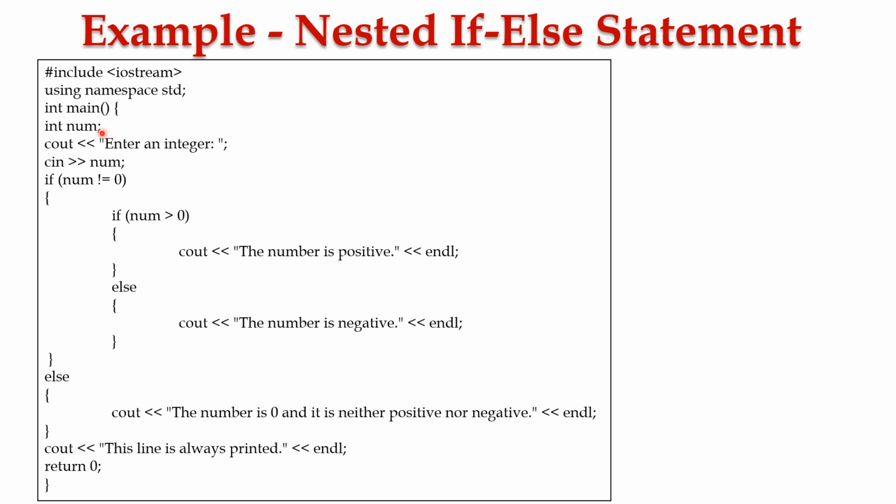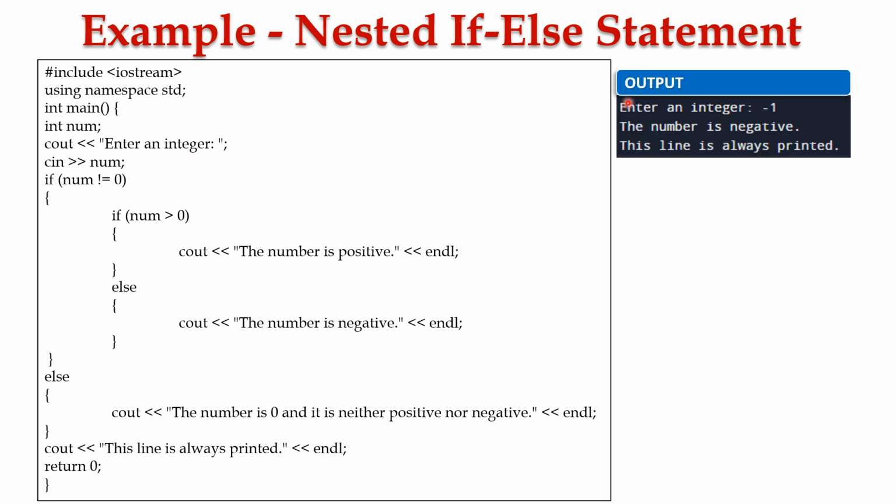Now let's see the execution of the code. Using a cout statement, we have displayed "Enter an integer" to the user. We can see in the output that "Enter an integer" has been displayed. The user has given -1 as an input. So using the cin statement, we have obtained the value -1 for the variable num. Now using the if condition, we are checking whether num is not equal to 0. Actually, it is not equal to 0, so the condition is true and we move inside to the next statement.